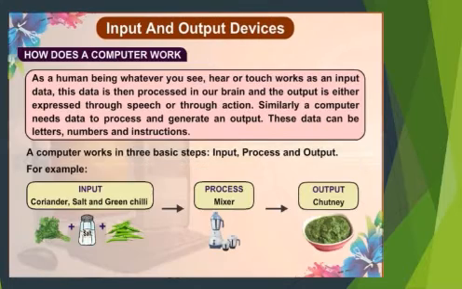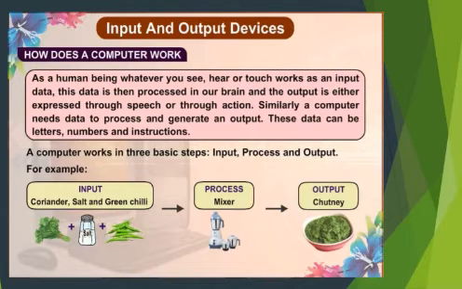Now next is how does a computer work. मतलब कंप्यूटर कैसे चलता है. As a human being, whatever you see, hear and touch works as input data. This data is then processed in our brain and output is either expressed through speech or action. Similarly, computer needs data to process and generate an output. This data can be letters, numbers and instructions.